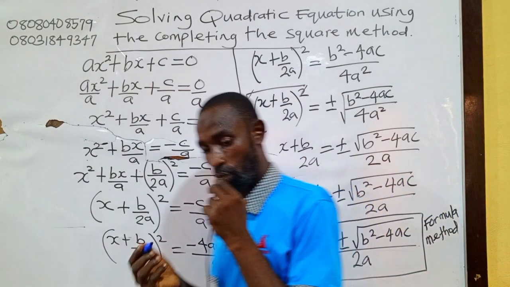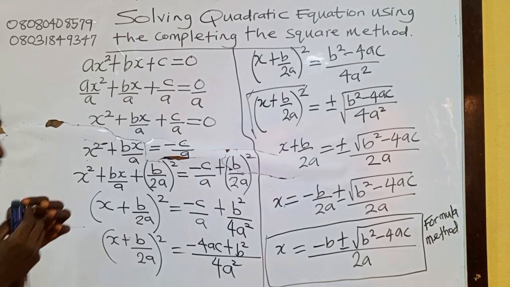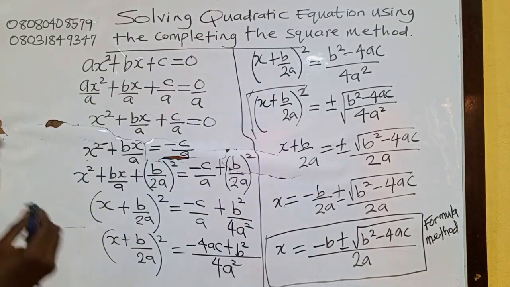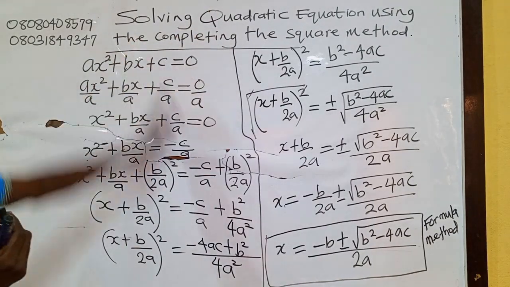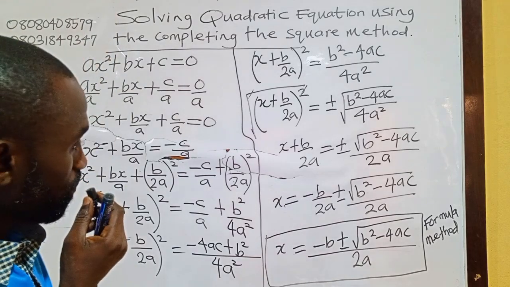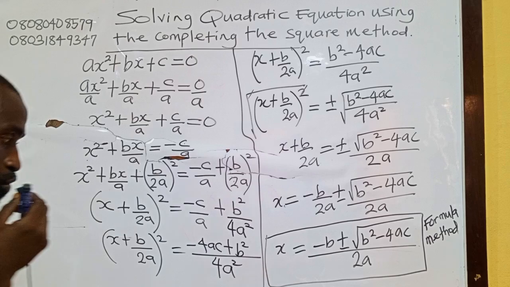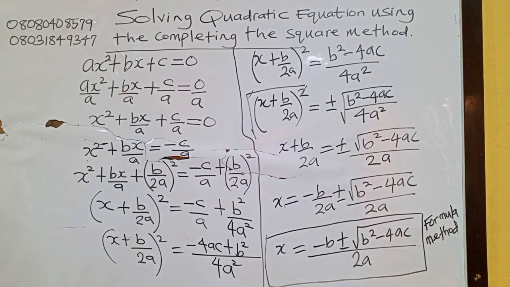But here we are dealing with what we call what now? The completing the square method. So you can pause the video and write this stuff down. These are the steps involved in using the completing the square method to solve a quadratic equation. So you can pause the video and write this down.